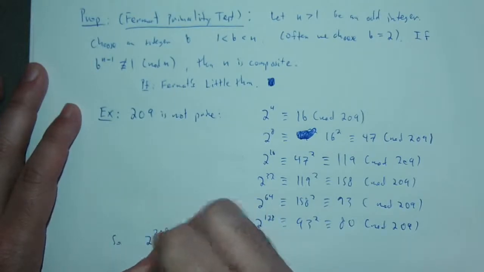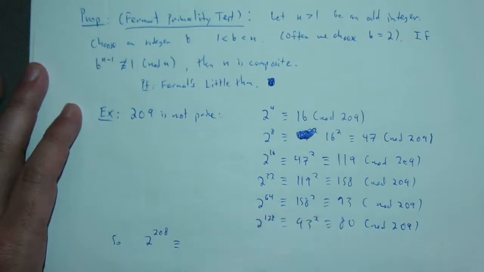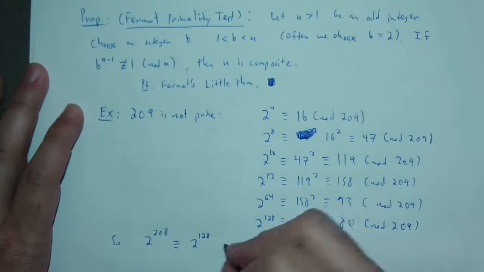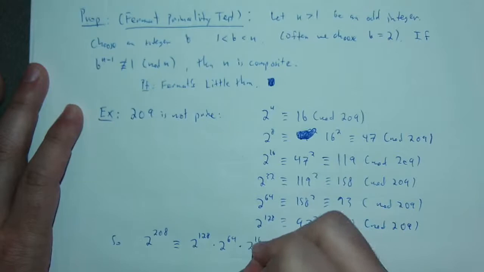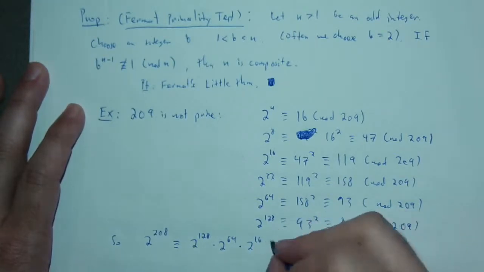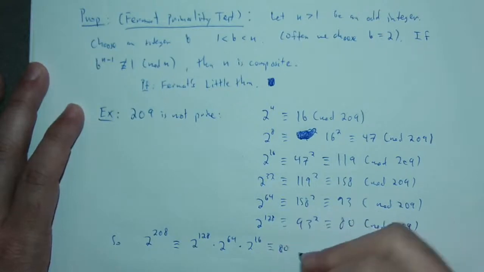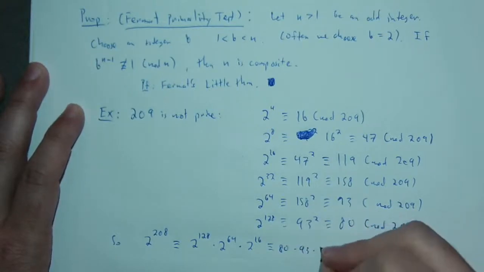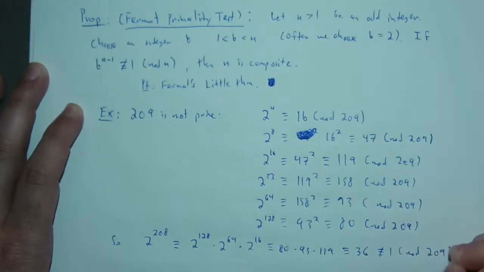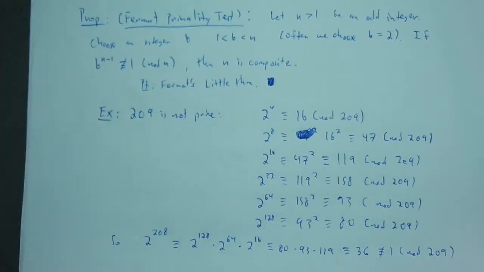So 2 to the 208 is congruent to 2 to the 128 times 2 to the 64 times 2 to the 16. 16 plus 64 plus 128 is 208. So yep, that does it. So this is 80 times 93 times 119. And it turns out this is congruent to 36, which is not congruent to 1 mod 209.